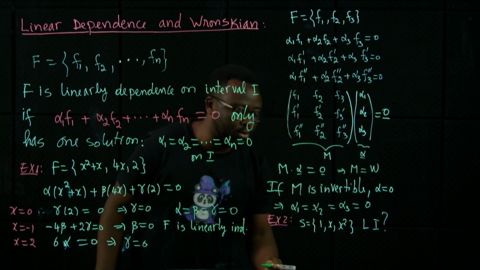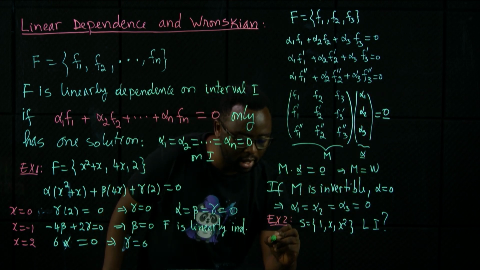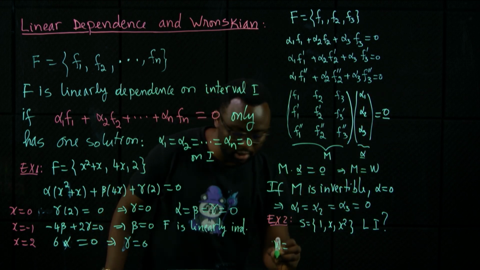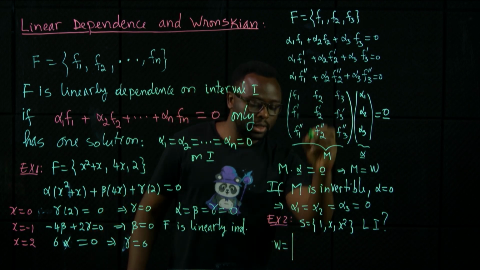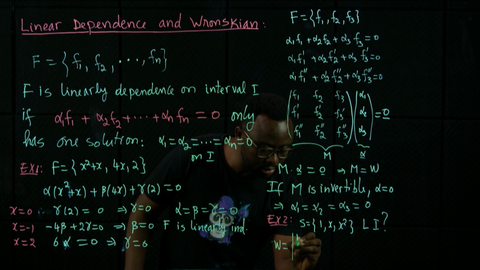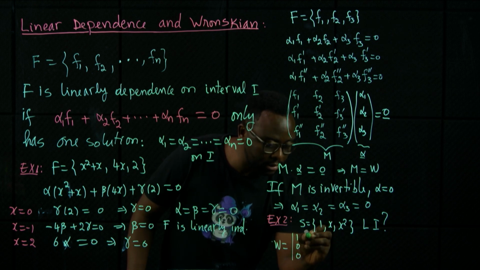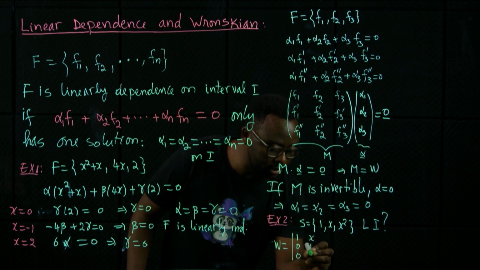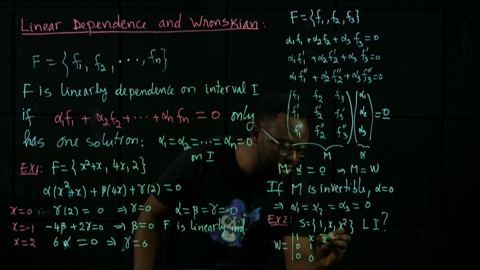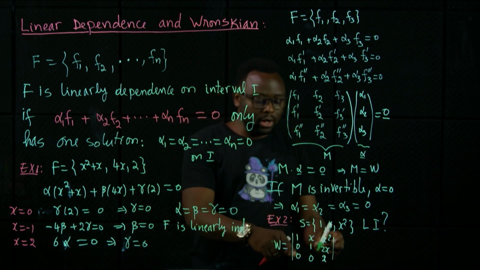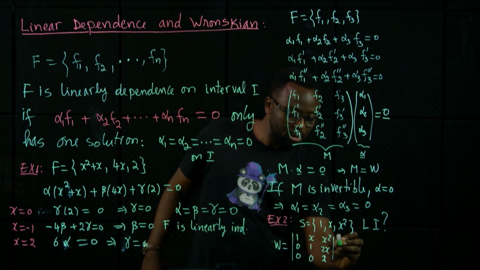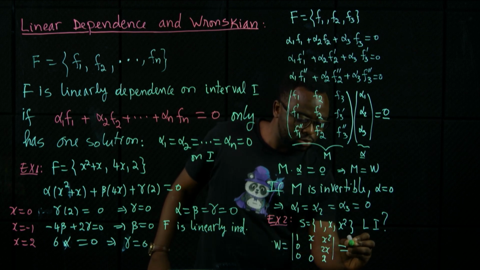I'll explain it in what follows. So let's consider the first derivative. We use the same method here. The first function is 1, 0, 0. The second one is x, 1, 0. And the third one is x squared, 2x, and 2. Okay? So if we find the determinant of this, we obtain 2.